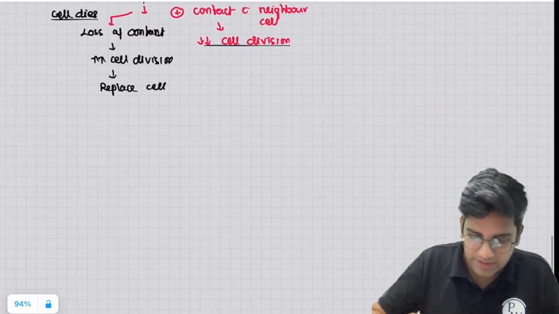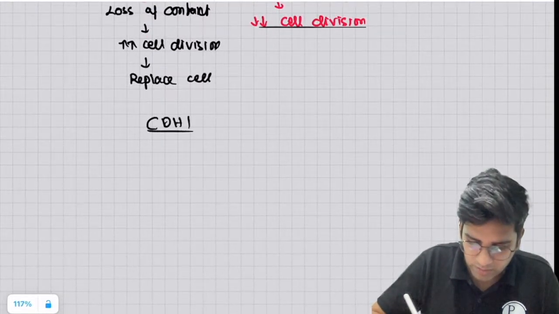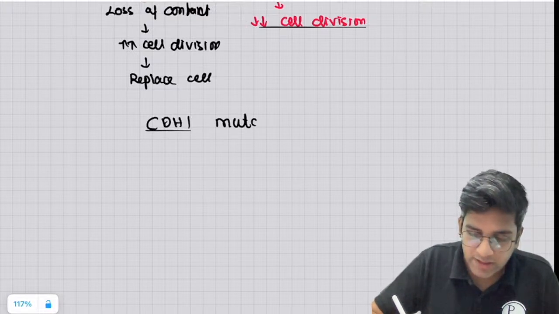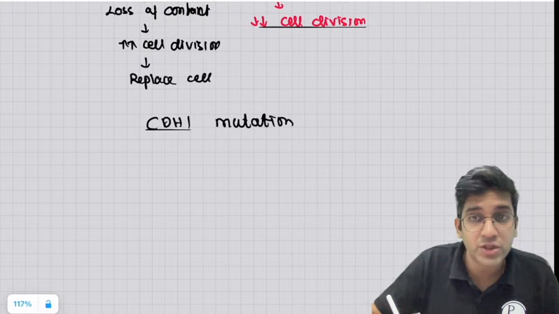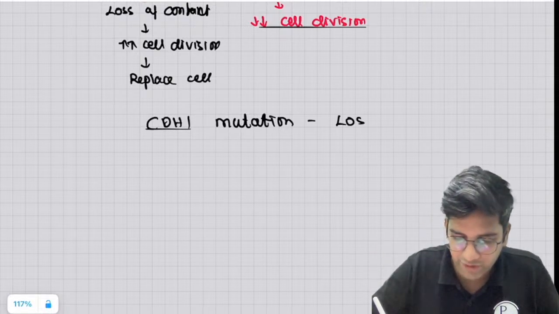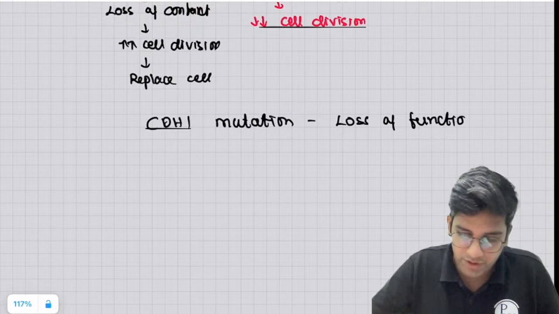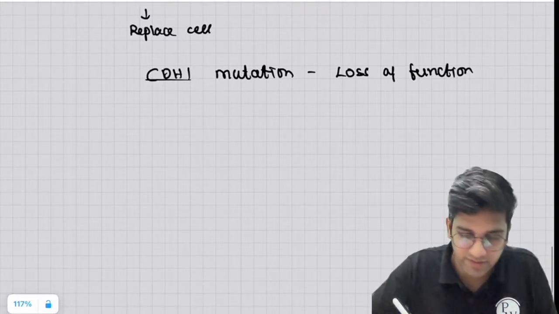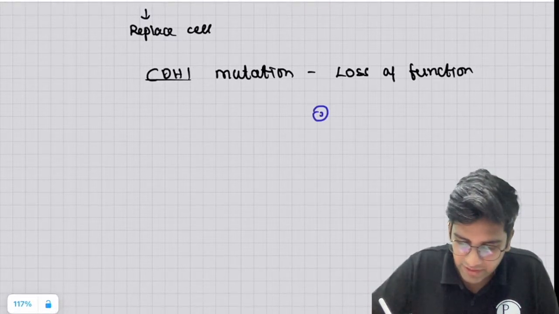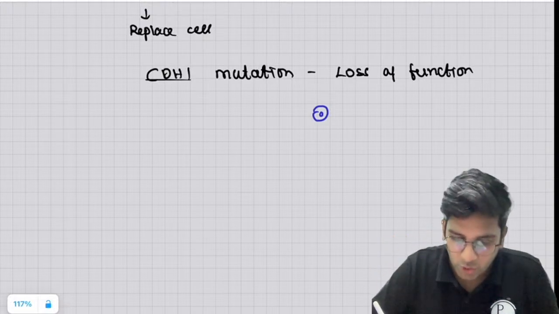Okay, so now let's assume what will happen when I have a CDH1 mutation. CDH1 is a tumor suppressor gene. Gain of function mutation, loss of function mutation. It's 100% loss of function mutation, right? Whenever I have a loss of function mutation in CDH1, what happens is simple. I have a cell here, there's no CDH1. Can it bind to another cell? No. So obviously every cell here will be separate.